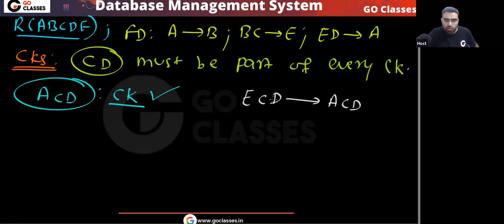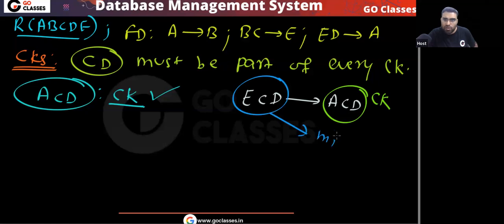So let's check this ECD. Now you can note ED can bring A. So finally I can say ECD will give you ACD, and this itself is a candidate key. So that is the reason I can say, is this minimal or not? This is minimal also. So this is minimal and a super key.